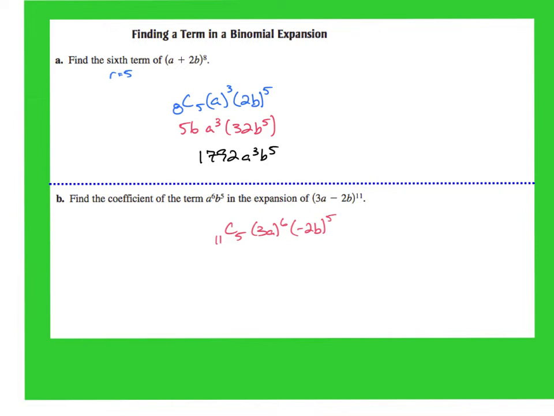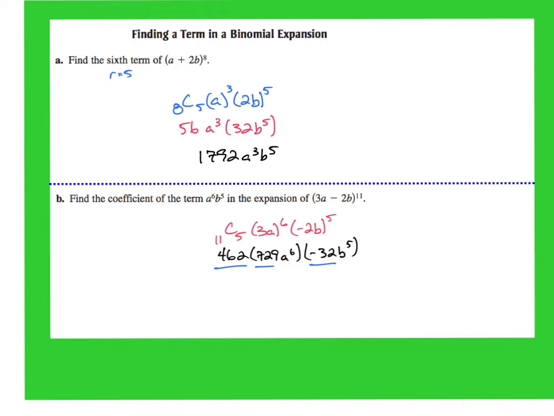So 11 combination 5 is, what is it? 462. And then I have 3 to the power of 6, which is 729, a to the power of 6. And then I have negative 2 to the power of 5, which is negative 32b to the power of 5. So good thing we have a calculator. So now we need 462 times 729 times negative 32.